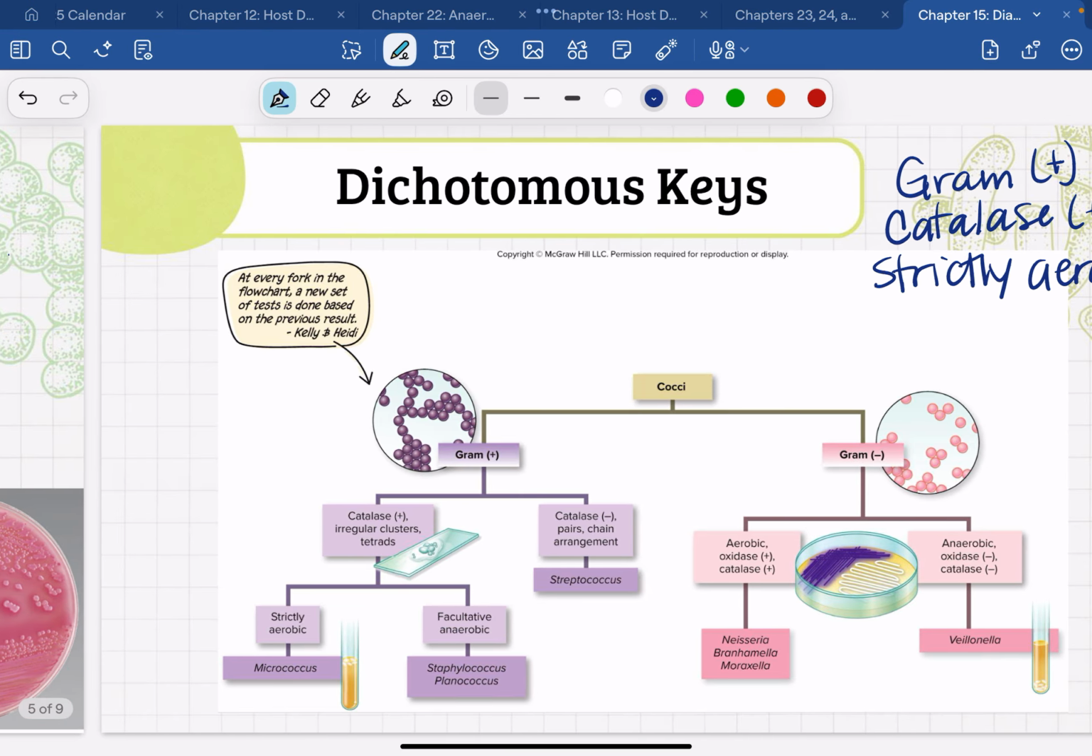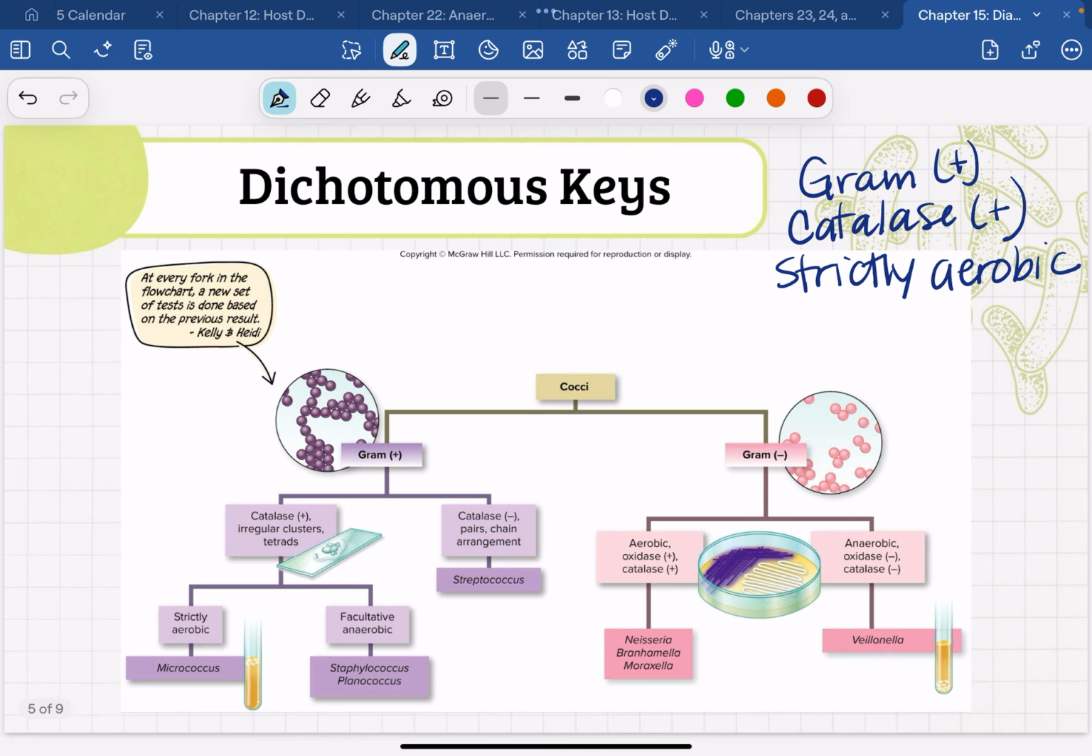Micrococcus, okay? Because we said that this organism was gram positive. We know that it's a cocci. It's gram positive. And then we look at the catalase next. That's catalase positive, and it's strictly aerobic, okay? And the organism there is Micrococcus.